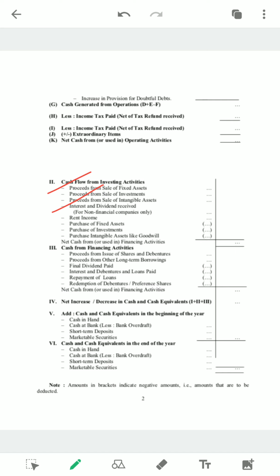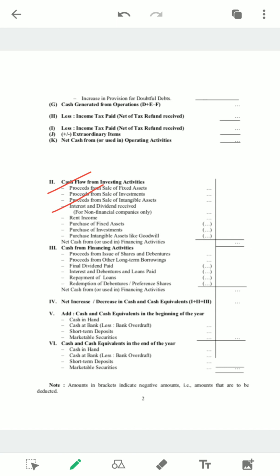Another thing: suppose nothing is mentioned about investment, there is no additional information. Suppose opening balance is 20,000 and closing balance is 10,000. So there is a 10,000 decrease. That is called sale of investment. Suppose opening balance is 20,000 and closing balance is 50,000. There is a 30,000 increase. That is purchase of investment. Purchase will be treated as a negative figure. Sale will be treated as a positive figure here.